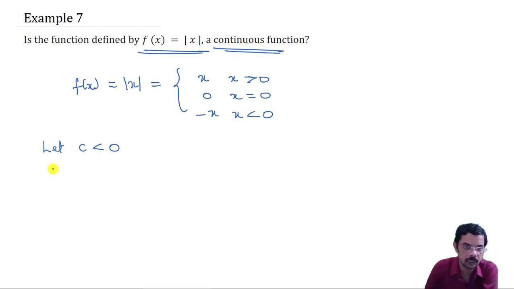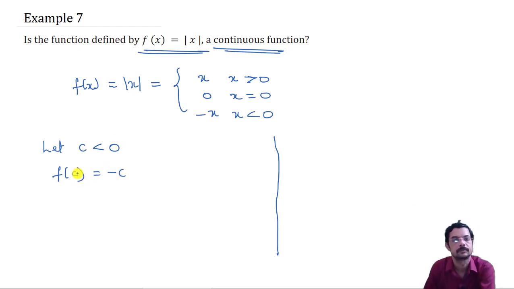So then what happens to f of c? We check for both left side and right side. What is f of c? Since c is a negative number, f of c will be equal to minus c, because minus c is positive since c is negative. This is your first part.